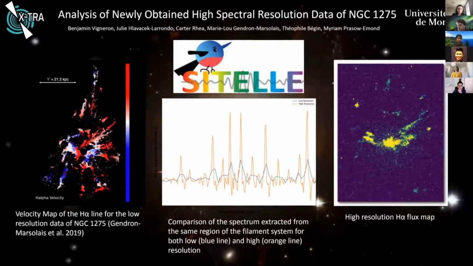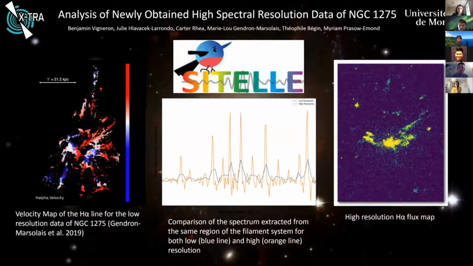Yes, so hi everyone, I'm Benjamin Vigneron, an MSc student at Université de Montréal. So the main objective of my research is to pursue the analysis of new high spectral resolution observations of the filamentary nebula surrounding NGC 1275, the BCG of the Perseus cluster.